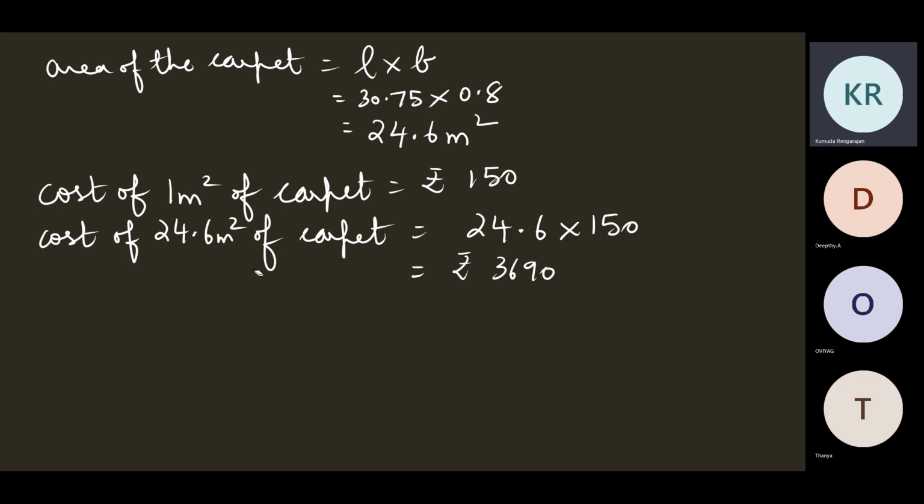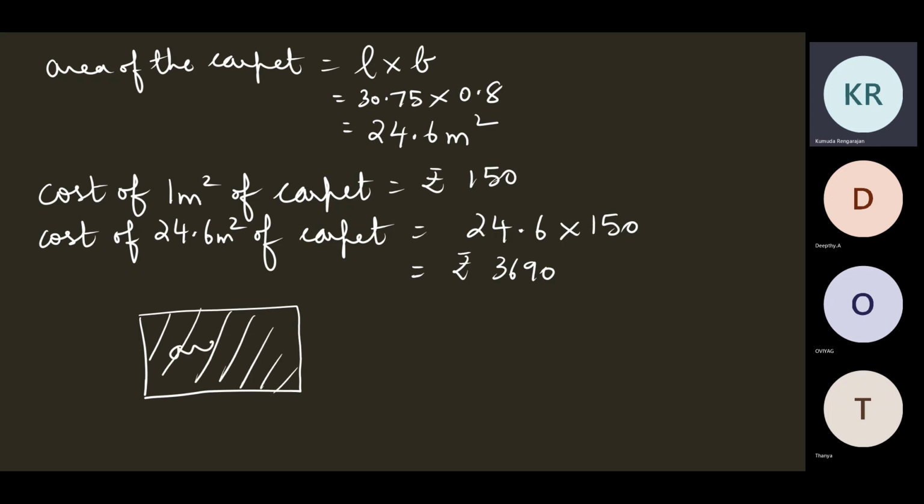So children, this question is about the cost of buying a carpet. You'll have to find the cost of buying a carpet. Now, supposing you'll have to buy fruits, you need to know the rate per kilogram. Now, supposing this is the floor of a hall, the carpet occupies this portion, which is the area.